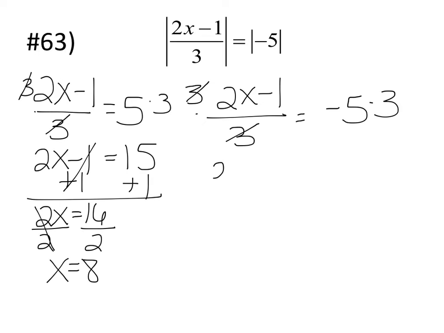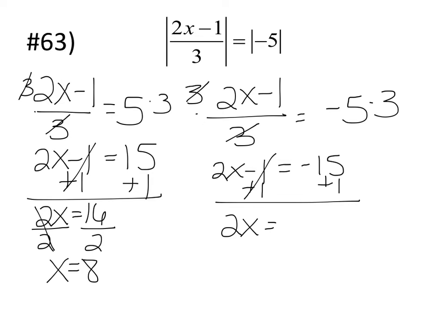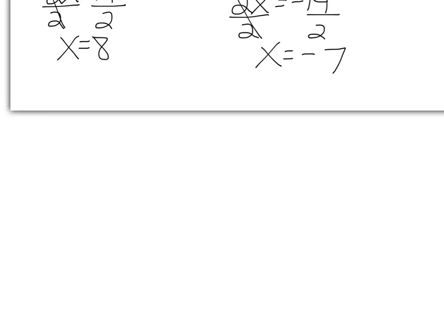Over here, multiply 3 by both sides. Add 1. So I've got 8 and negative 7. Okay, let's check to make sure they're correct.